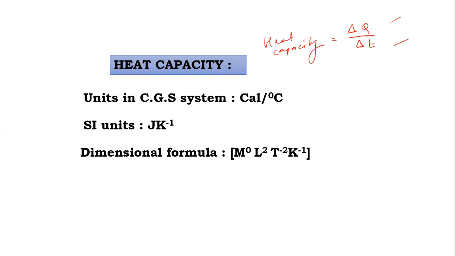Dimension. So the dimension of this Q is L2 M1 T minus 2 divided by K raised to 1. After solving this, the dimension is M1 L2 T minus 2 K raised to -1. So this is the dimension.